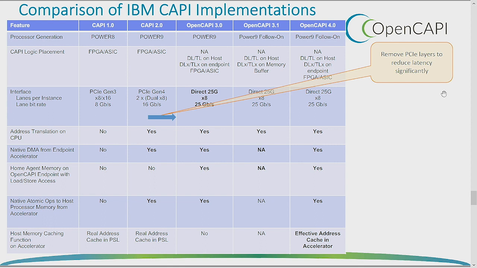So we made our host do more work, the accelerator do less work, and then we made it open. And that's what we have today, Power 9. We've been shipping these for not quite a year, but close to a year, and that has 25 gig accelerator interface. For a Power 9 follow-on, we will extend our OpenCAPI capability and we'll add this low latency memory interface.